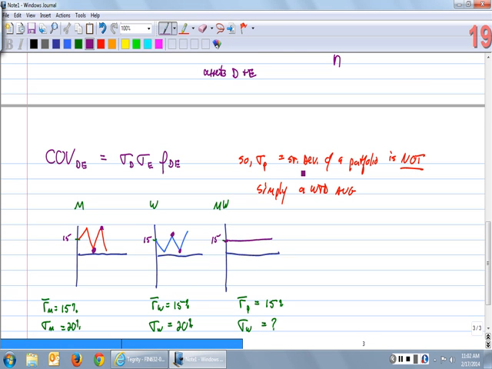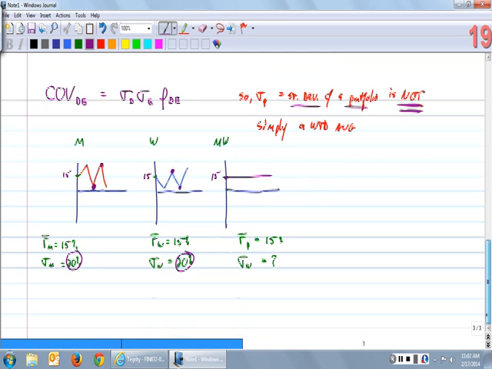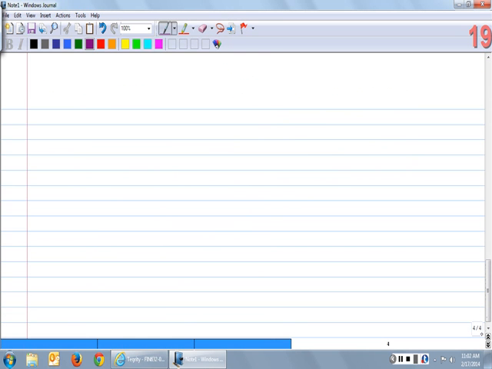So the standard deviation of a portfolio is not simply a weighted average, right? We're not averaging the 20% here with this 20%, right? Because we have to take into account correlation and covariance. So let me give you the formula for the standard deviation of a two-asset portfolio. It's not a weighted average, right? So there must be a formula.